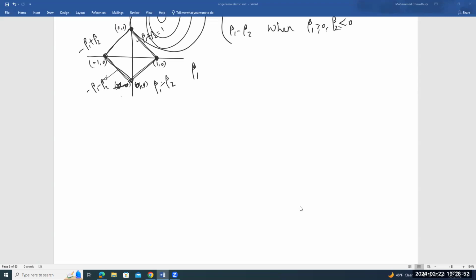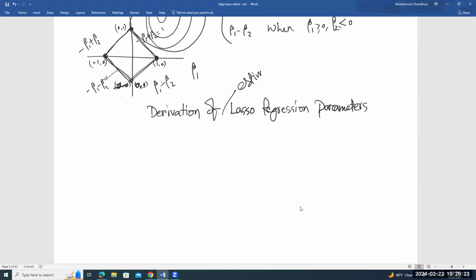So, derivation of the Lasso equation parameters. Derivations of the estimates of Lasso regression parameters. It is better if I put here estimates. It means how to estimate the regression parameters from Lasso regression.